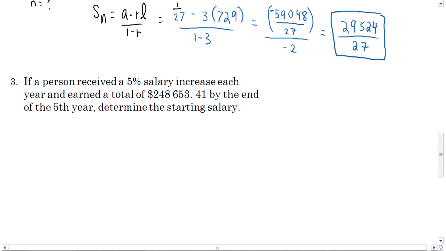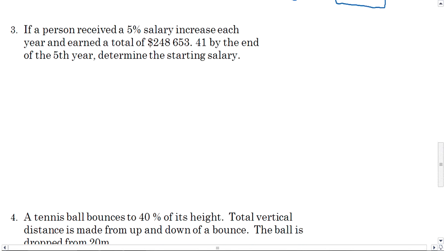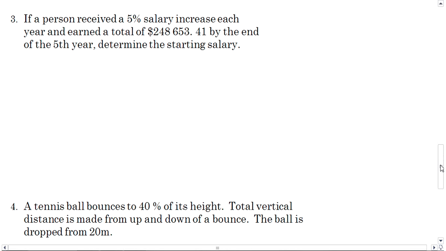Okay, let's move along. Example 3. If a person received a 5% salary increase each year and earned a total of $248,653.41 by the end of the 5th year, determine the starting salary. Okay, let's identify some things here.